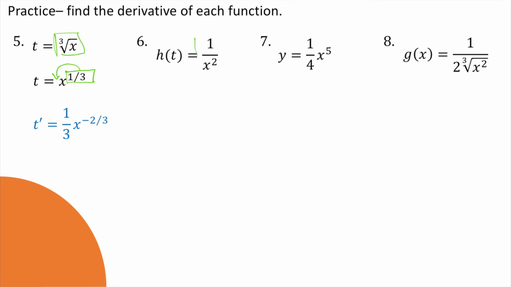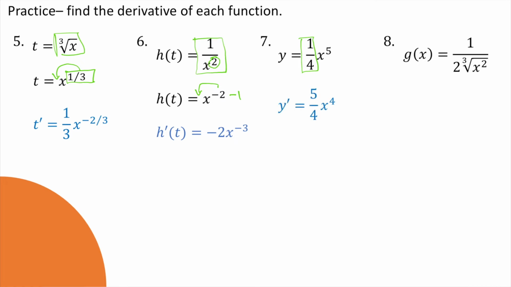What do you do when this whole thing is a fraction? Well, if you have an exponent on the bottom, that's a negative exponent. And now we're doing the general power rule again. So bring the negative 2 forward, subtract 1. This one is just regular. It's got a fraction as a coefficient, but that's okay. Multiply that by 5, subtract 1 from 5.